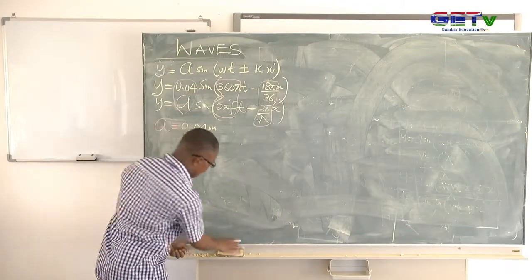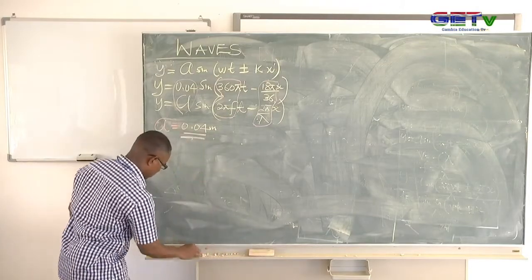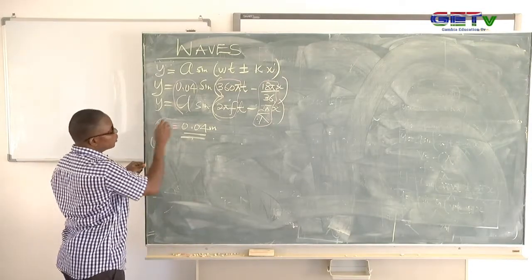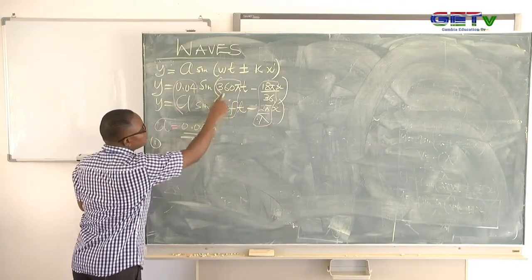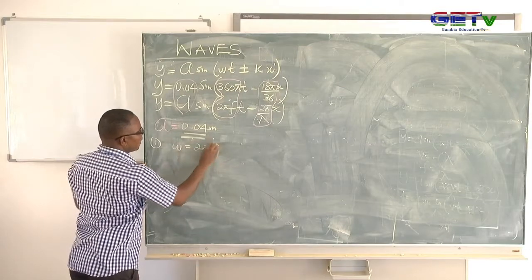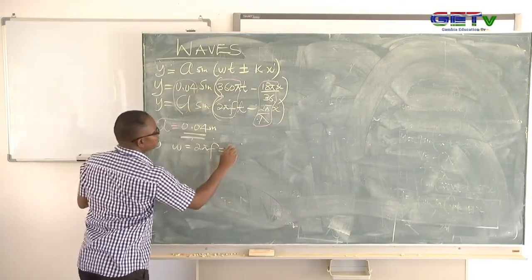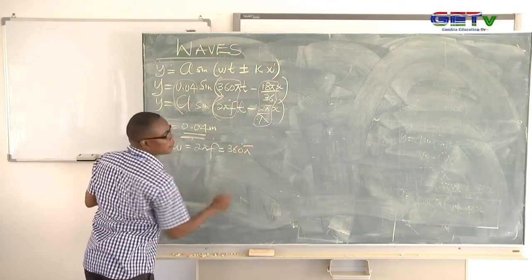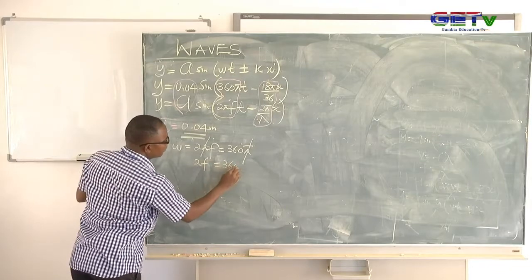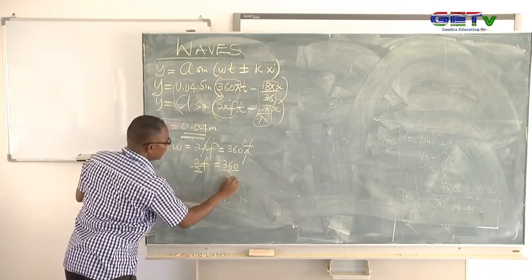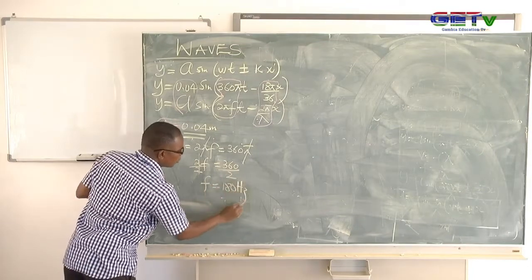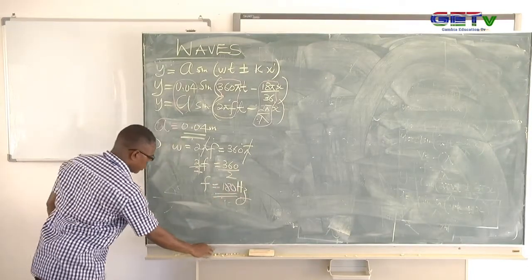Next, we need to find the frequency. If I look at the equation, the frequency is found inside this. So omega, which is 2 pi f, compared to here, is 360 pi. The pi and the pi vanish, so I have 2 f and 360. If I divide both by 2, this is going to give us 180 hertz. So that's the frequency of the wave.